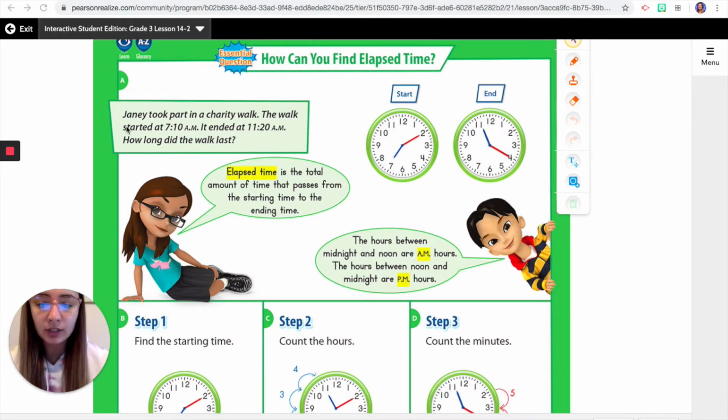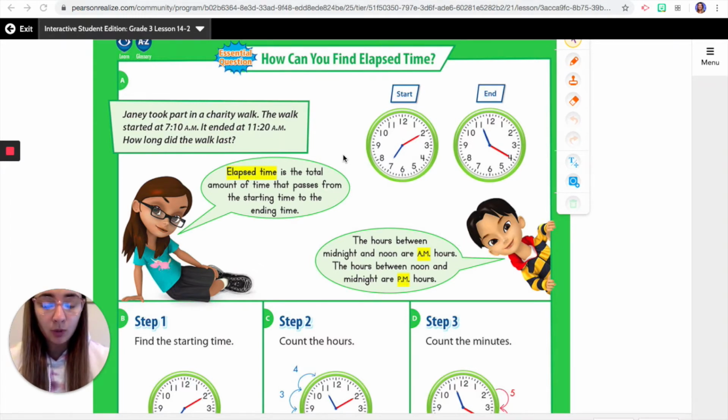But I'm just going to read the question. It says, Janie took part in a charity walk. The walk started at 7:10 a.m. It ended at 11:20 a.m. How long did the walk last? So, again, it tells us that elapsed time is the total amount of time that passes from the starting time to the ending time.